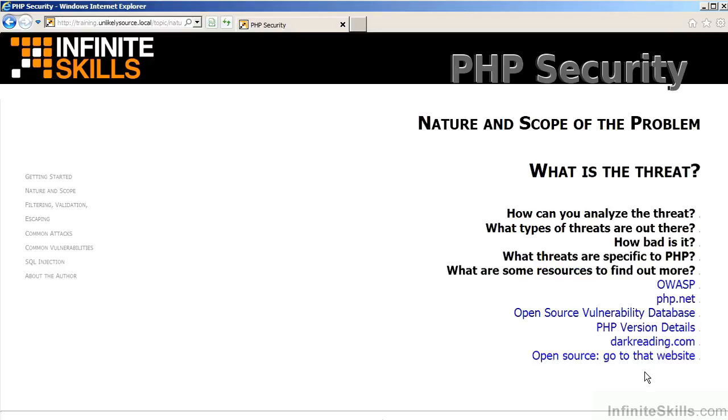What are some resources? These would include the OWASP.org website, the PHP.net website, the Open Source Vulnerability Database, which is OSVDB, PHP Version Details, which is the CVEDetails.com website, darkreading.com, and for open source, go to that specific project. This concludes the discussion of what is the threat.